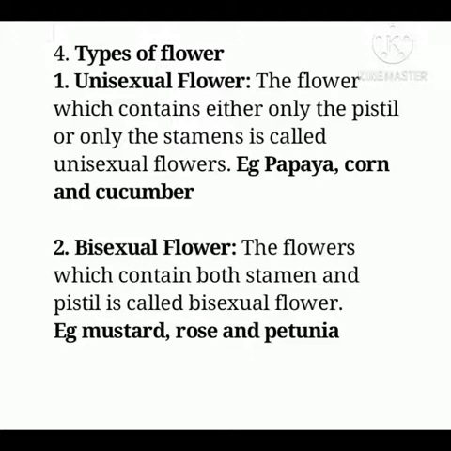Bisexual flower: the flower which contains both stamen and pistil is called a bisexual flower. In a bisexual flower, both stamen and pistil are present, hence the name bisexual, as bi means two. Examples of bisexual flowers are mustard, rose and petunia. This is all about types of flowers.